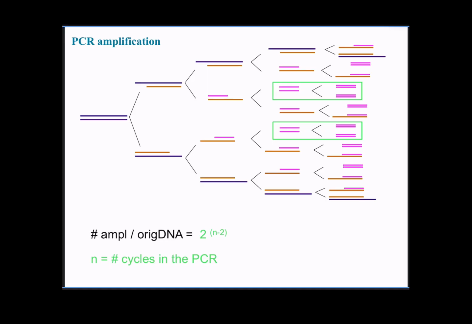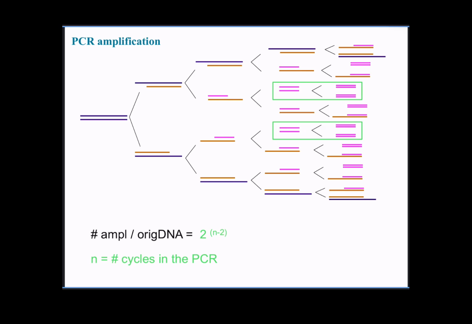So, roughly speaking, the number of amplicons for every original DNA molecule that you had is 2 to the power of, and here's a little number, we approximated to n minus 2, n being the number of cycles, and we subtract 2 because the first 2 cycles don't give us anything. It's only from the third cycle onwards that we get this geometric accumulation base 2.